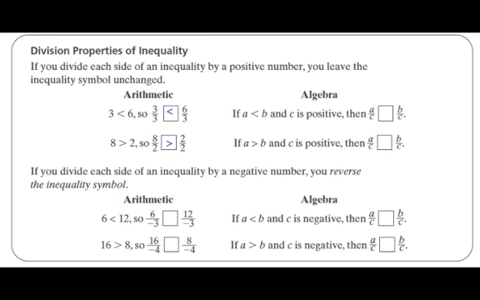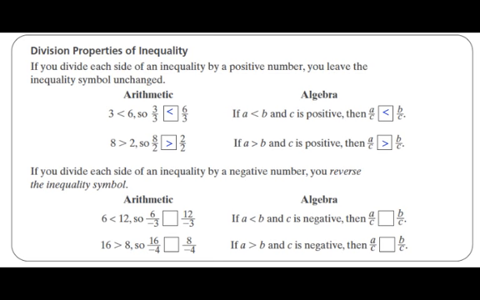For algebra, if A is less than B and C is positive, then A over C is less than B over C. If A is greater than B and C is positive, then A over C is greater than B over C.